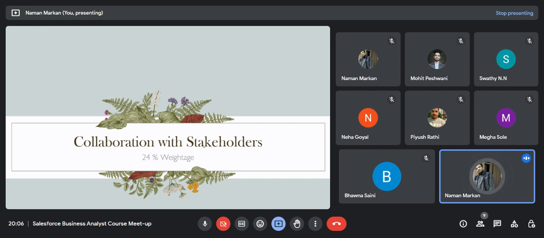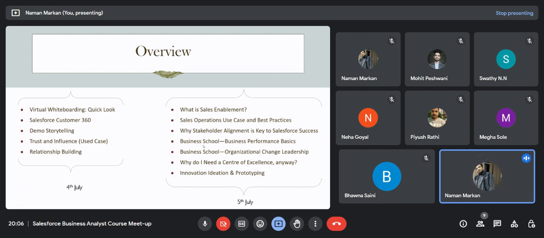There we looked into whiteboarding and how we can view the customer in 360 degrees, the methods to influence a client and stakeholder, and how we can build a relationship with them. Then we moved forward with the sales side of the business analyst, where we looked into the best practices, why sales is a part of our day-to-day life, and why alignment is necessary for Salesforce success. So these things were covered on the sales side, and we also looked into prototyping.